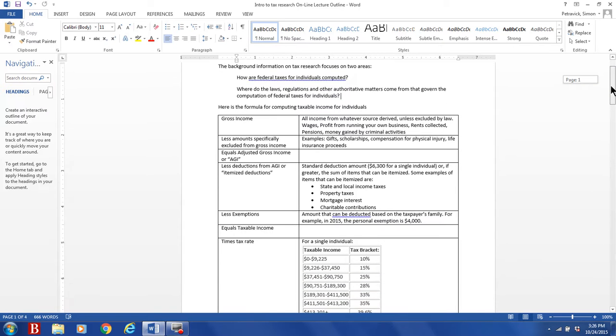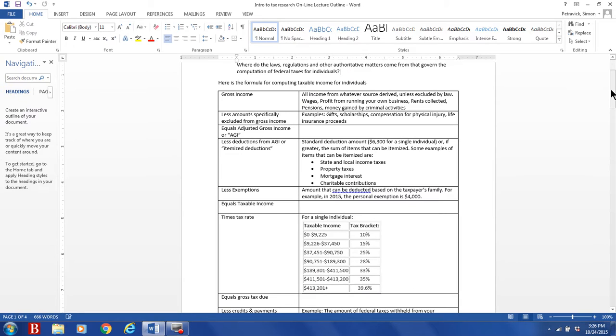So on page 1 of the outline is a table that shows the formula for computing taxable income and taxes for individuals. And if you're familiar with how the items in the left-hand column work, you should be fine for answering any questions. So it all starts with gross income, and the law in this case is pretty clear.